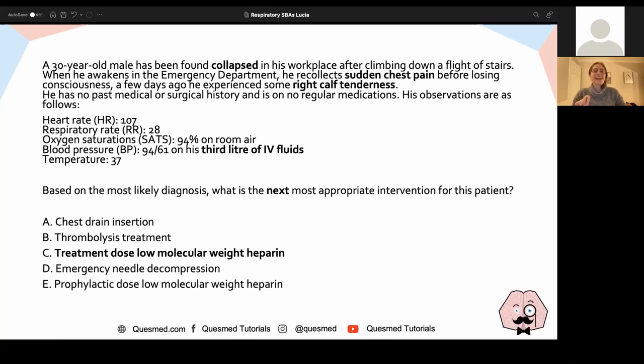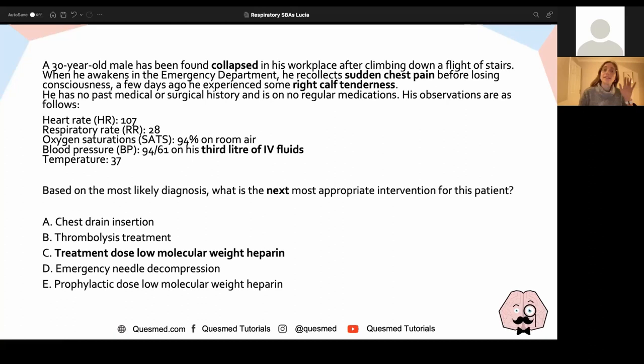Now, most of you have correctly recognized that this 30-year-old who has collapsed is likely to have had a PE, given the history of sudden chest pain and right calf tenderness. He is borderline hemodynamically unstable. He has a history of loss of consciousness. So this is likely to be a massive PE. So yes, it is true that this patient might need thrombolysis.